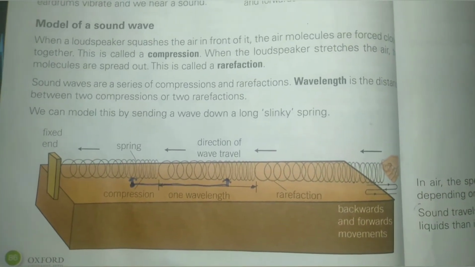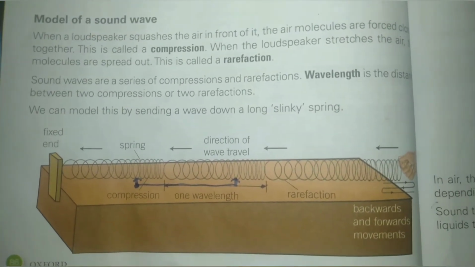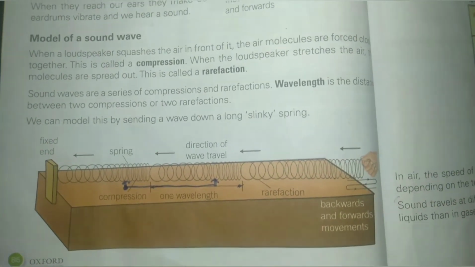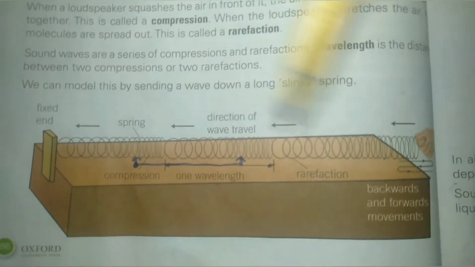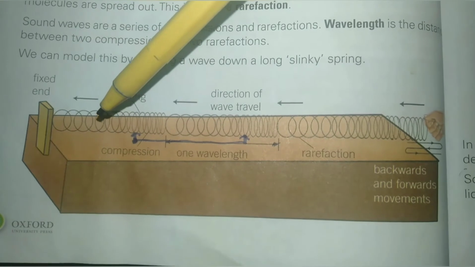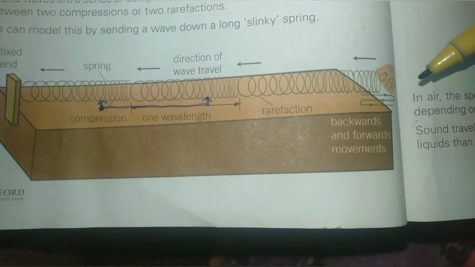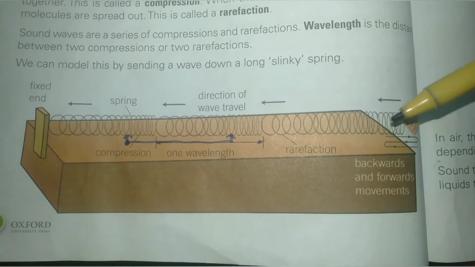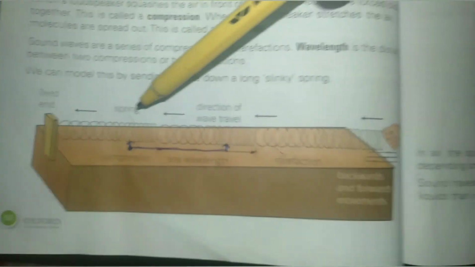And wavelength is the distance between two compressions or rarefactions. And we see this by sending a wave along a slinky spring. This is a slinky spring. Its one end is fixed with a rigid support, and it is put on a floor or bench, and through the other end we give it regular push and pull, so that a wave is produced in it. A wave will be produced in the slinky spring like this.